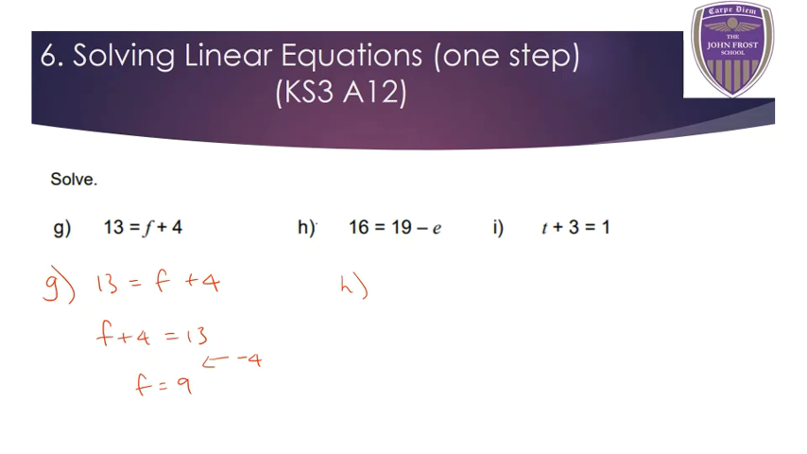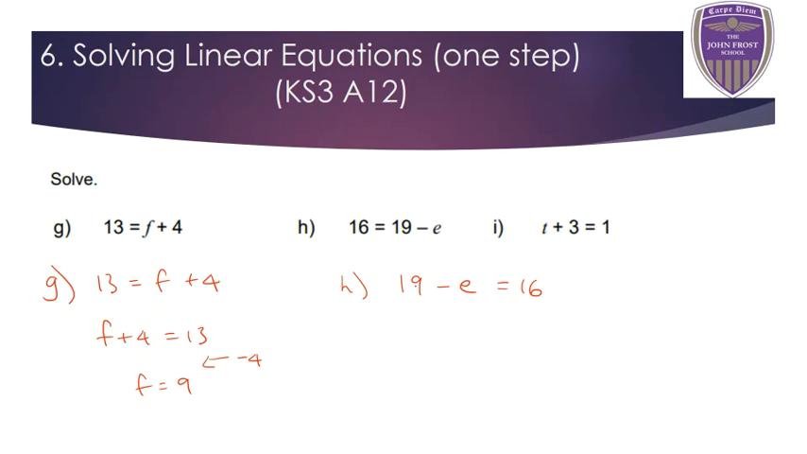Okay. For question H then, I would probably advise that you rewrite it the other way around as well. That's what I'm going to do. So instead of writing 16 equals 19 minus e, I'm going to write 19 minus e equals 16. So with this one now, I would use what I call the cover-up method. Remember e is just a number, isn't it? So 19 minus something equals 16. Well, just cover the e up, and think about what you would need to subtract from 19 to make 16.